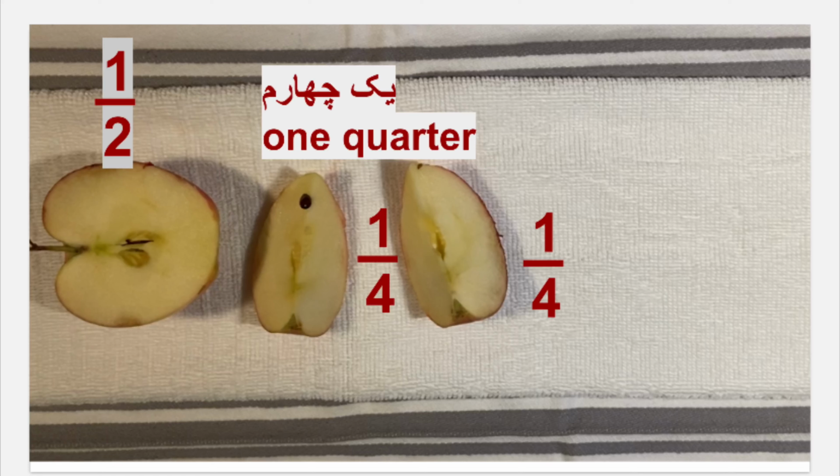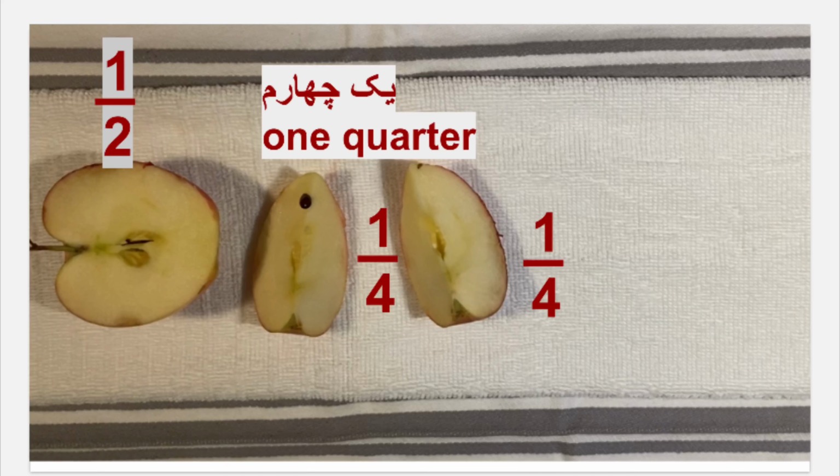The apple we divided in 2 parts. Each part was half an apple, and one of the halves we divided in 2 equal parts, and each of those parts is a quarter of the apple. So the quarter means 1/4 of the apple.